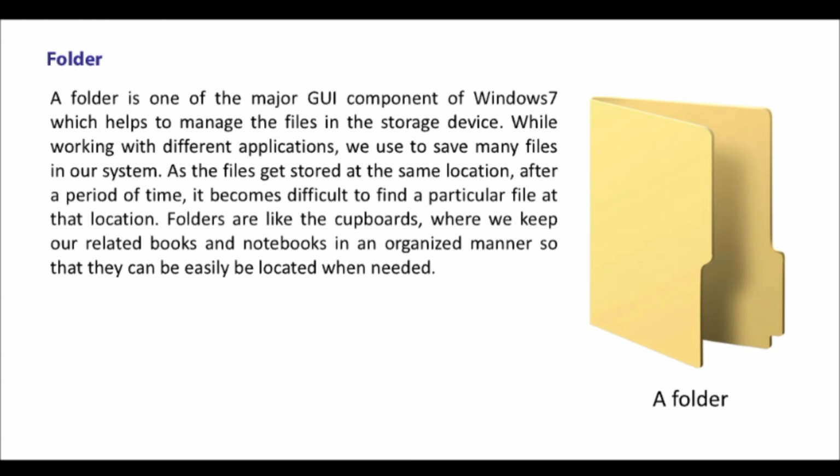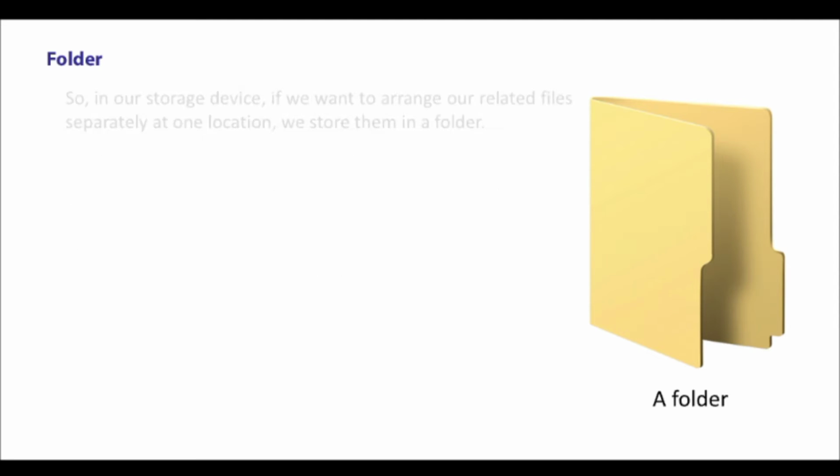Folder. A folder is one of the major GUI components of Windows 7 which helps to manage the files in the storage device. While working with different applications, we used to save many files in our system. As the files get stored at the same location, after a period of time, it becomes difficult to find a particular file at that location. Folders are like the cupboards where we keep our related books and notebooks in organized manner so that they can be easily located whenever needed.